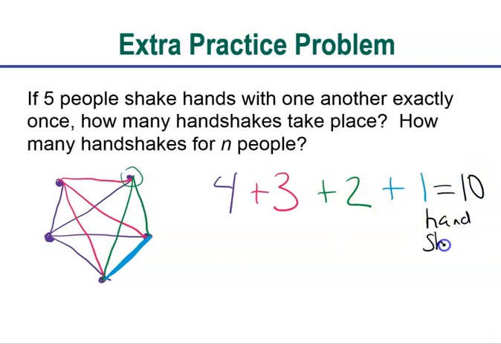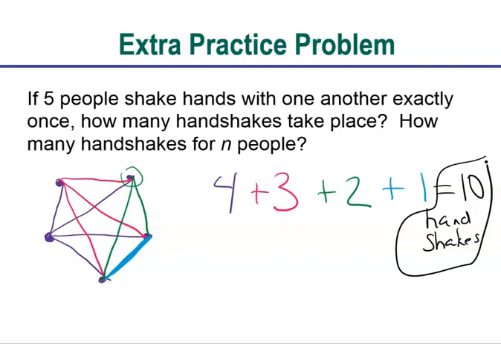Always be sure to use units, and in this case our units is handshakes, and encourage your students to always use units as well. That's super important in a math class. So we've got 10 handshakes. Does that seem like a reasonable answer to you? Okay, when we take a look back, could we extend this to N people? How could we do this?